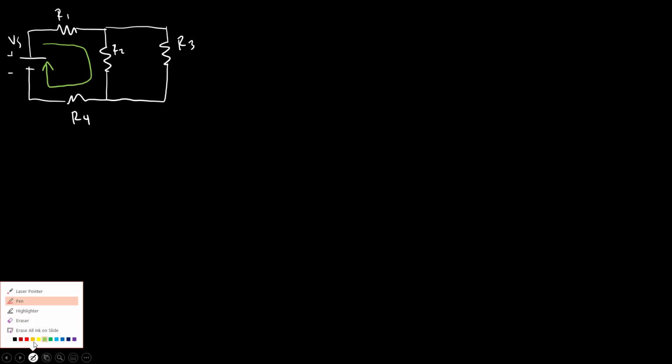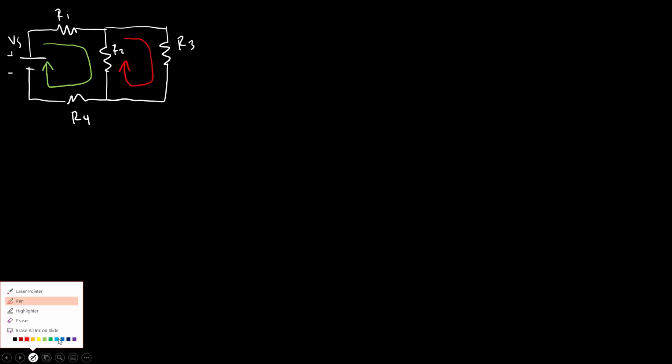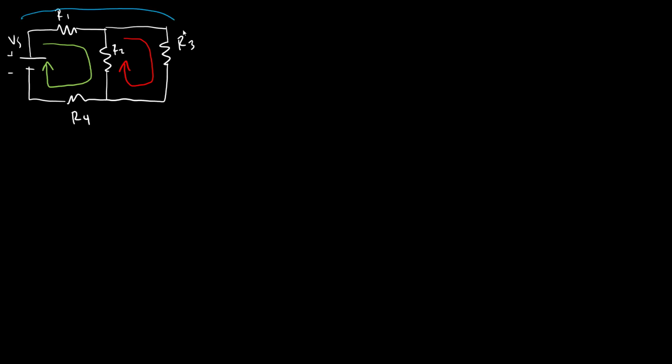So in this case, I can have a mesh 1 here that I'm going to label in green, and then mesh 2 that I'm going to label in red. But the outer loop, so around the outside of the circuit here, that is not a mesh because that contains 2 other loops. So meshes are just the inner loops here that do not contain other loops. I'm going to go ahead and erase that now so it's not in our way later.